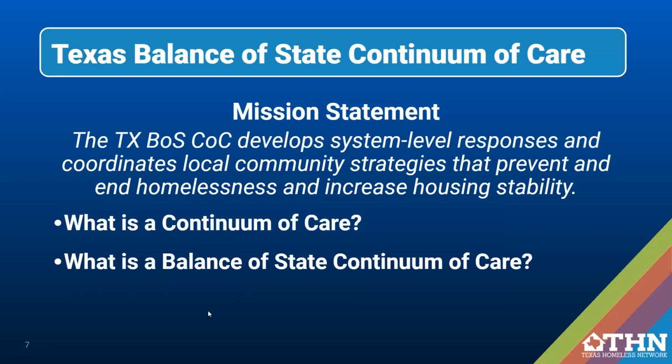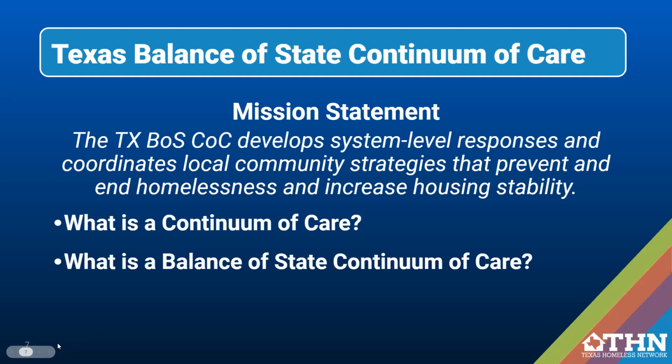So within Texas Homeless Network is this idea of a continuum of care, and specifically the Texas Balance of State Continuum of Care. The Balance of State Continuum of Care is a 215 county area in the state of Texas that for the purposes of specific HUD funding are viewed as a single community. A continuum of care is simply a group of stakeholders working together to prevent and end homelessness. Our mission statement for the Balance of State is to develop system level responses and coordinate local community strategies that prevent and end homelessness. So how do we do that? We'll talk a little bit more about that here in just a second.